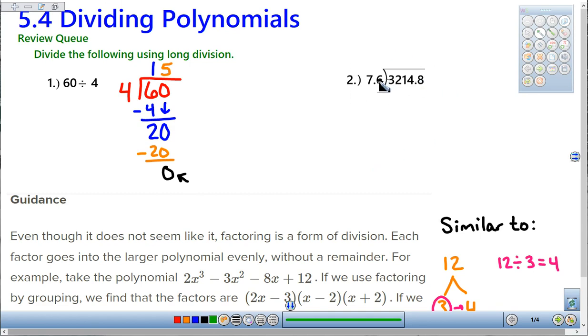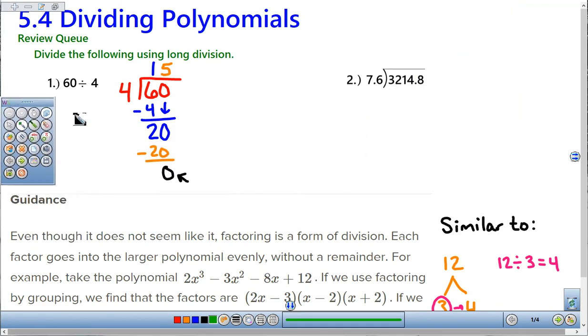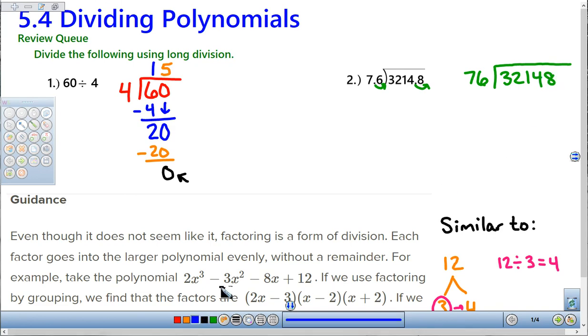Here we have another example, but we do have some decimals. One way to do this problem is to clear the decimals out by, in this case, multiplying by 10. So we're moving this decimal to the right one, and we're moving this to the right one, and that'll take care of it. So we really have this division. And this process is all the same.